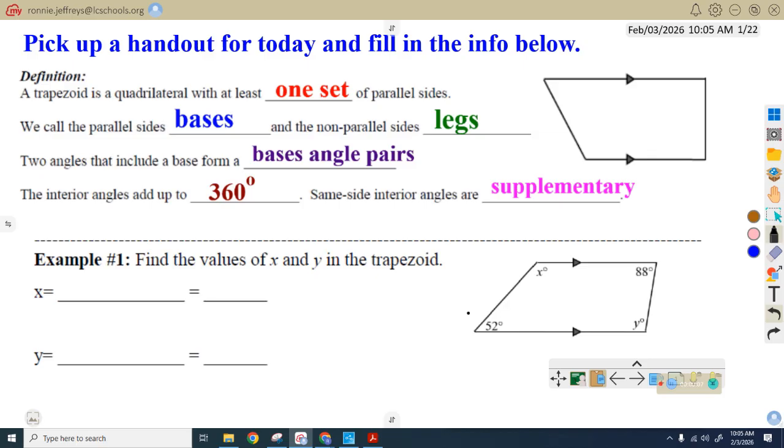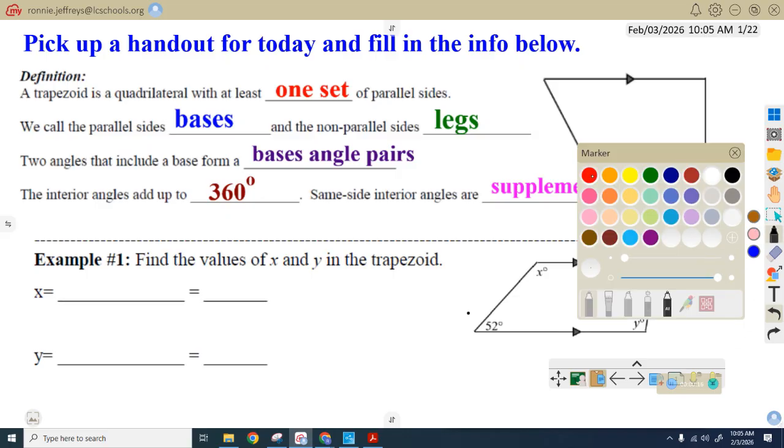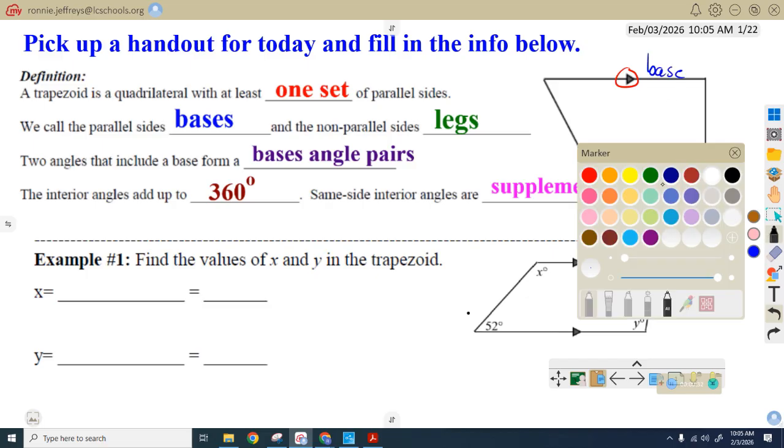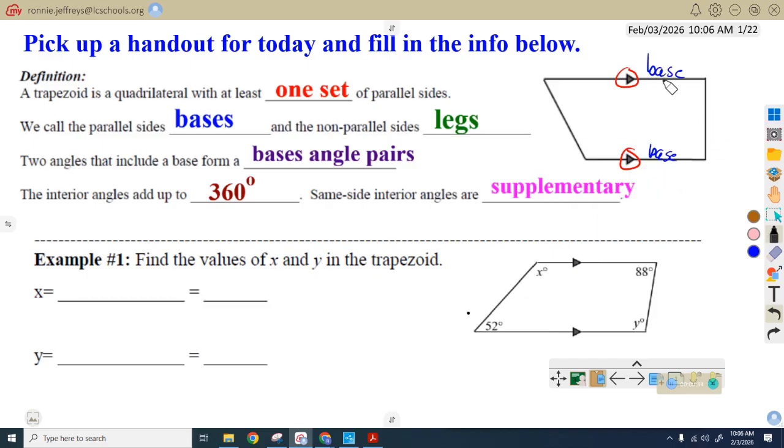Alright, so studying trapezoids and kites today. A trapezoid is a quadrilateral with at least one set of parallel sides, okay? A lot of our four-sided quadrilaterals are also parallelograms because here are parallel sides, and these are called bases. So this is a base, and this is a base. The other two sides that are not parallel to each other are called legs.